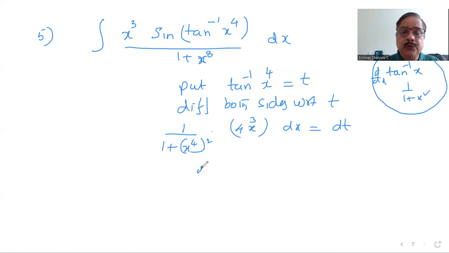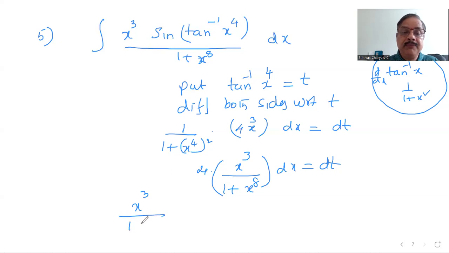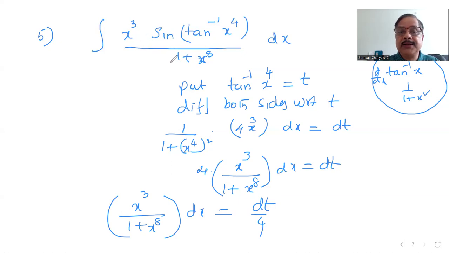Then this 4 into 2 will become 8. Dx is equal to dt. So this 4 you bring it under dt. So x cube divided by 1 plus x to the power of 8 dx is equal to dt by 4. So now x cube by 1 plus x to the power of 8 is here, so you can replace that with dt by 4.